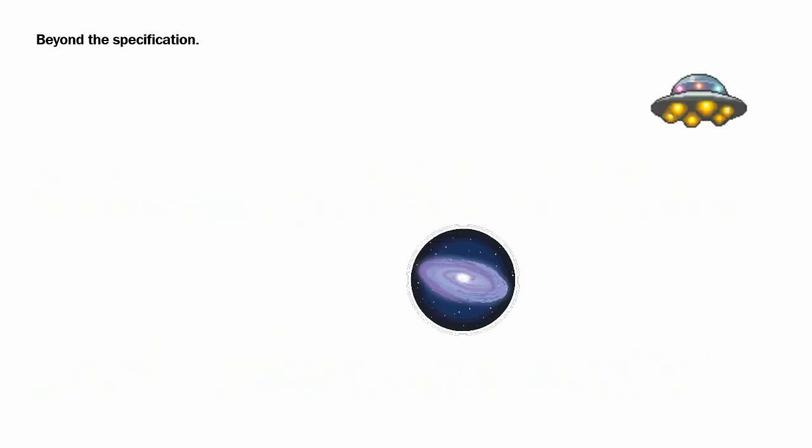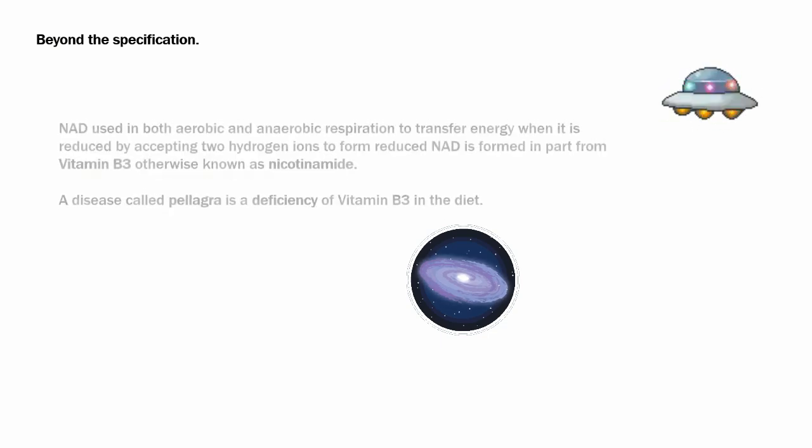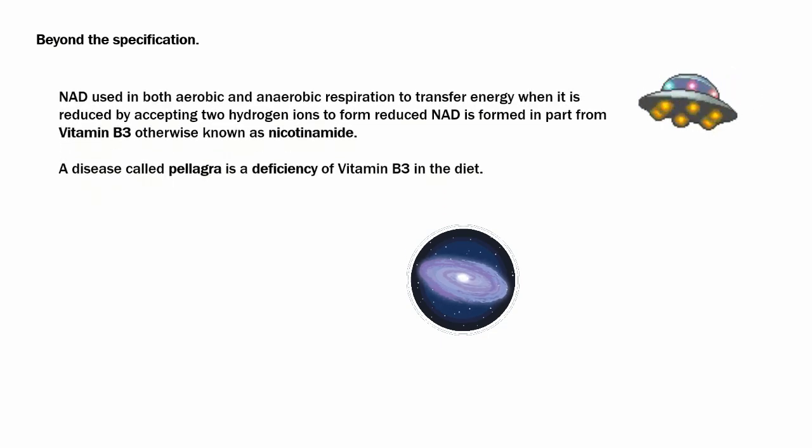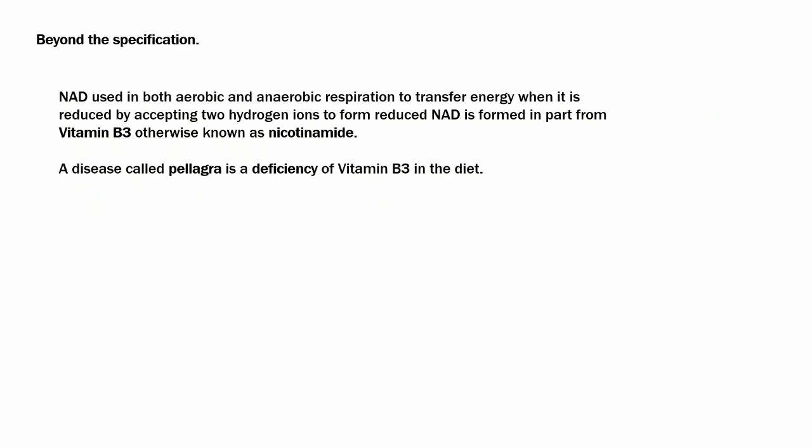Now we're going beyond the specification. So beyond the specification, NAD, which we use in aerobic and anaerobic respiration to transfer energy when we reduce it by adding electrons and hydrogen ions, is an energy carrier. It's made from vitamin B3, beyond the spec, known as nicotinamide. Now, there's a disease called pellagra, which is a deficiency of vitamin B3 in the diet. And that's a little bit of a case study, a little bit of extra knowledge, specifically related to energy transfers.